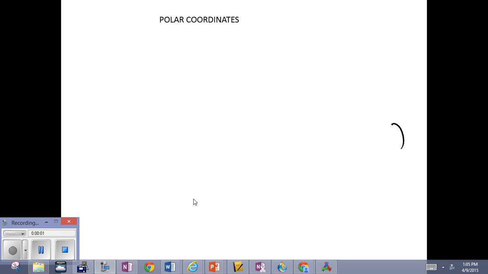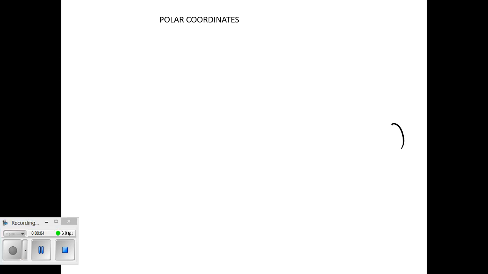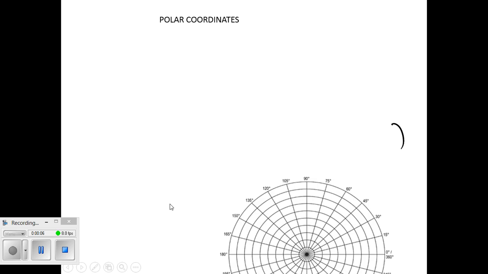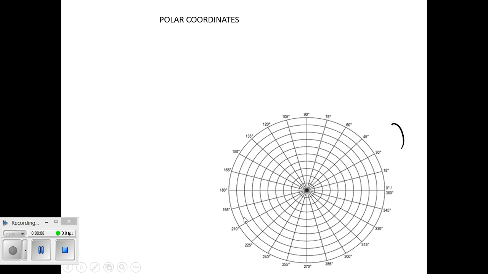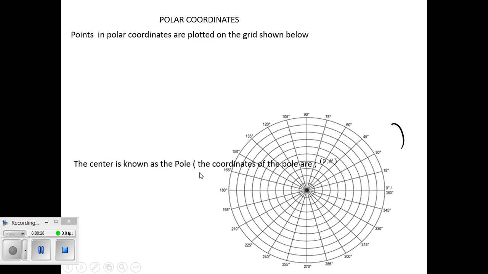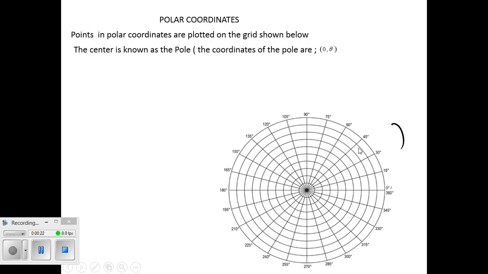Now, we're going to start our discussion of what we call polar coordinates. Polar coordinates means graphing on a polar axis, or a polar graph, as we see here below. And of course, as you can see, the graph is marked off in degree increments, could be in degrees or radians, doesn't make much of a difference, and at radial distances from the center. The center here is known as the pole.